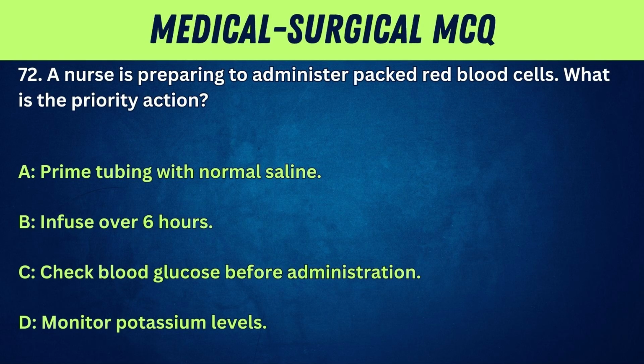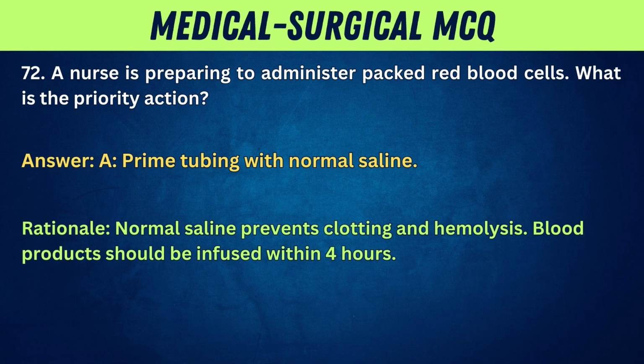72. A nurse is preparing to administer packed red blood cells. What is the priority action? A. Prime tubing with normal saline. B. Infuse over 6 hours. C. Check blood glucose before administration. D. Monitor potassium levels. Answer: A. Prime tubing with normal saline. Rationale: Normal saline prevents clotting and hemolysis. Blood products should be infused within 4 hours.